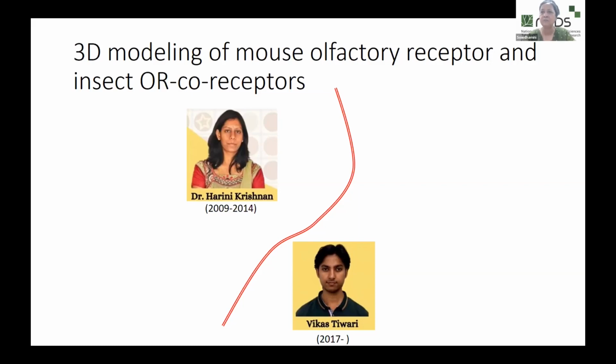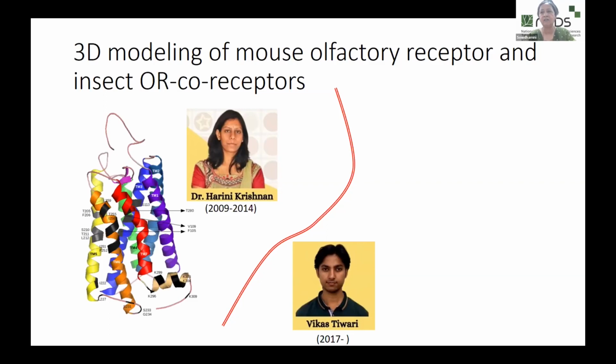And what are these co-receptors? As the name suggests, they always work with an OR by forming a heterodimer, and together they perform the signal transduction. Whereas the ligand binding is believed to be at the OR extracellular site, the signal transduction itself for the insect ORs happens at the co-receptor, and they act like ion channels, not like the typical GPCRs in any way.